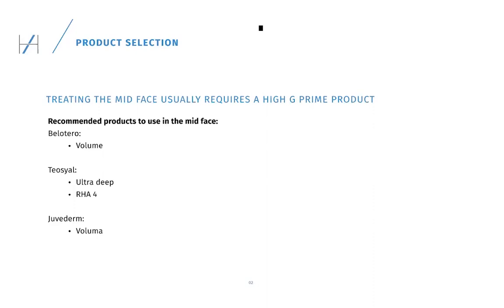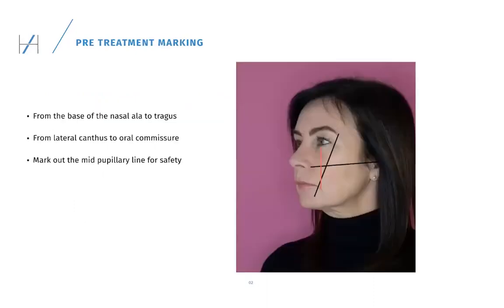Juvederm wise, you've got Voluma. You've also got Volux as a slightly thicker high G prime product, but at the moment that's only licensed for use in the jawline and chin. So Voluma would be the product of choice in this area, and that again is a great product because it can be used deep, but it can also be used superficial. And as a lot of you will know, the Juvederm Voluma products last a long time. I think that covers probably most of the brands that you guys are using currently, but do ask me at the end if you've got any questions about anything else at all.